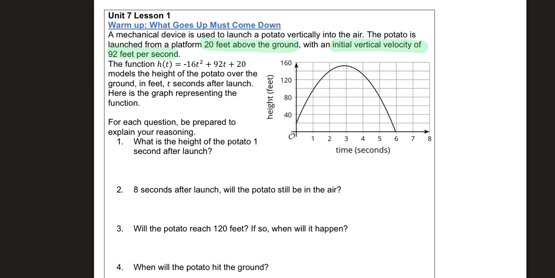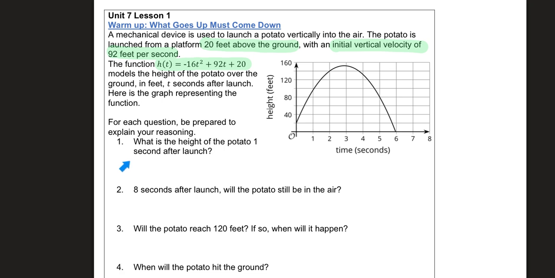The function h of t equals negative 16t squared plus 92t plus 20 models the height of the potato over the ground in feet, t seconds after launch. Here's the graph representing the function. You can see we have height labeled on this side and time labeled down here. For each question, we want to be prepared to explain our reasoning.